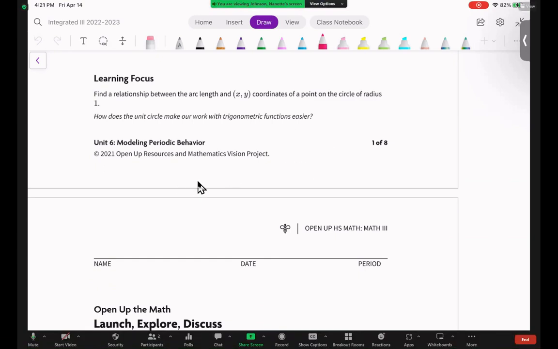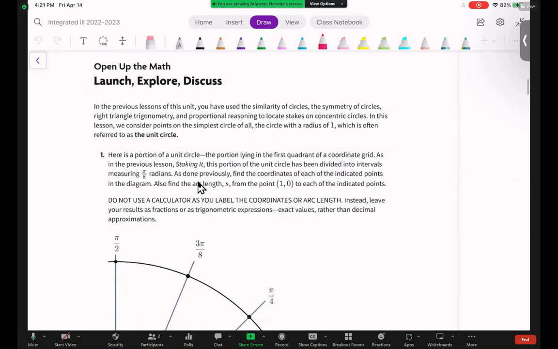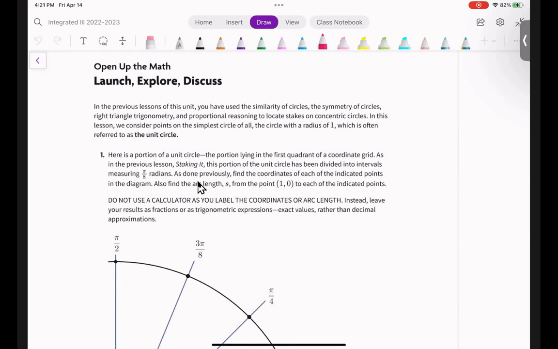Okay, so here we are. Oops, I'm trying to scroll with my mouse and it doesn't work. It says, in the previous lessons of this unit, you have used the similarity of circles, the symmetry of circles, right triangle trig, and proportional reasoning to locate stakes on concentric circles. Concentric means they have the same center. So think target, the target logo. In this lesson, we consider points on the simplest circle of all, which has a radius of 1, often referred to as the unit circle.